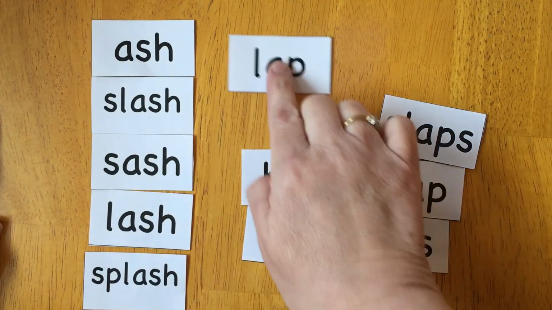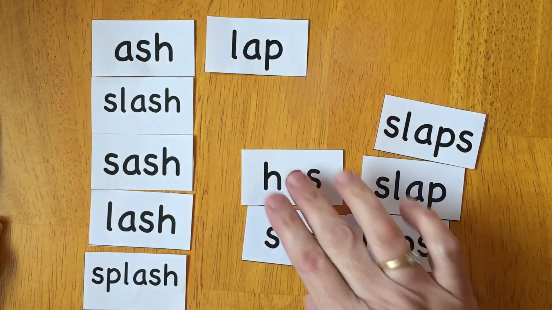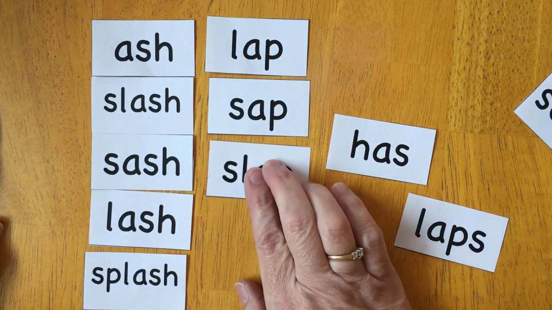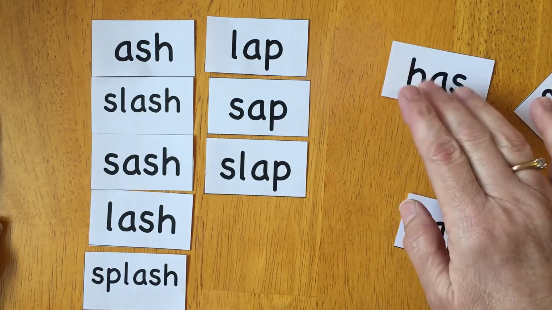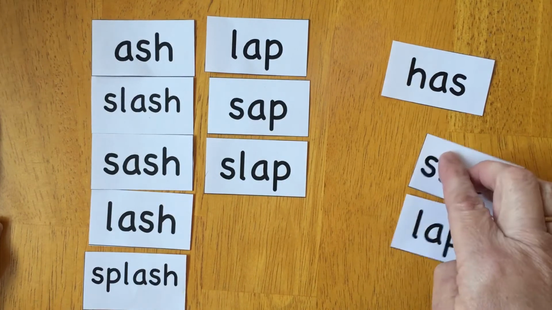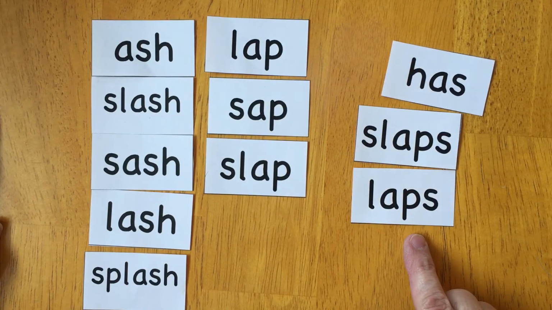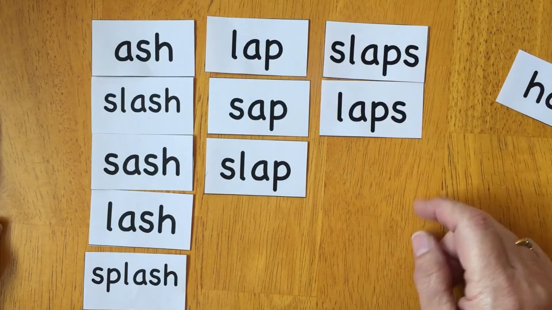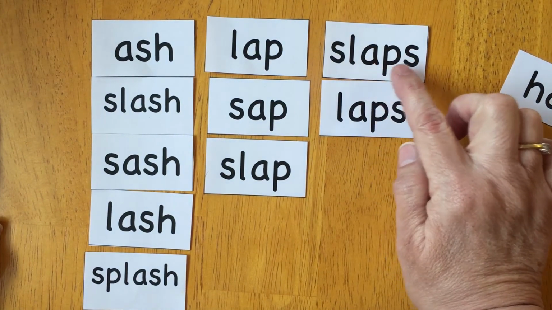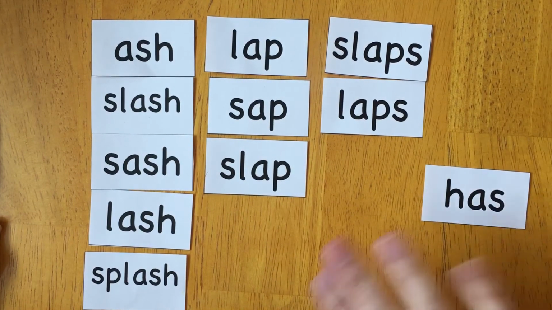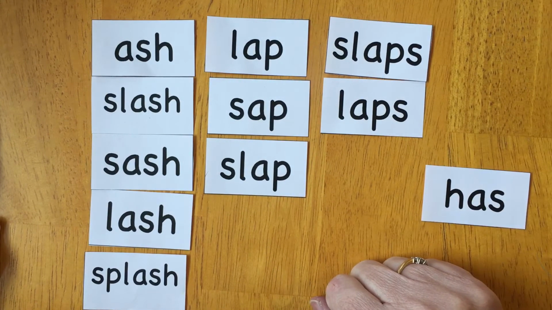I also see some words with the ap chunk or the ap pattern. Lap, sap, slap. Now slaps and laps also have ap in them, don't they? But I'm actually going to put them here and say that they're alike because they have APS at the end instead of just AP. And then has, that's a little out of sort word. He doesn't fit into any of my sorts.